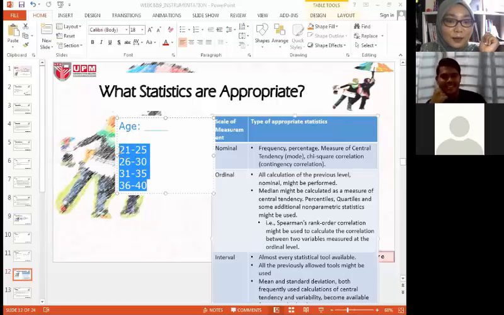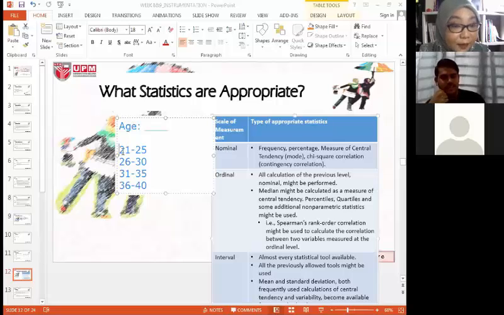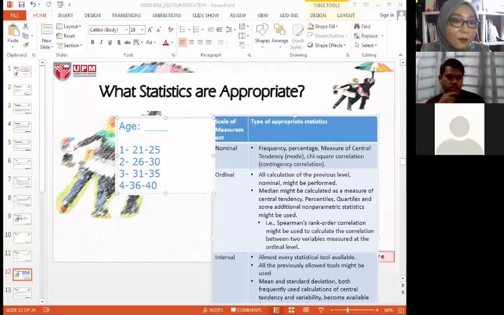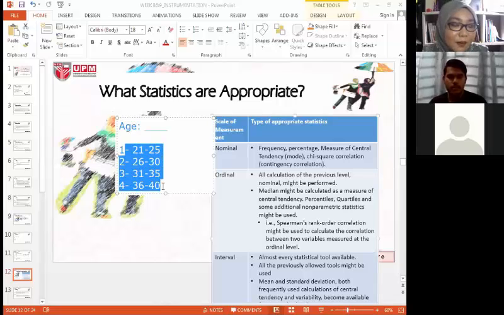Why? First, for example, we use numbering. I left the numbering there so you can reflect. 1, 2, 3, 4. First, numbering we use to differentiate between category. Category 1, category 2, category 3, category 4. Correct? The second one, the group of 26 to 30, is higher than the group 21 to 25. Am I correct? Yes. So it started to have the ranking order. So this is ordinal. But my question, is it possible for you to get the mean for this variable?